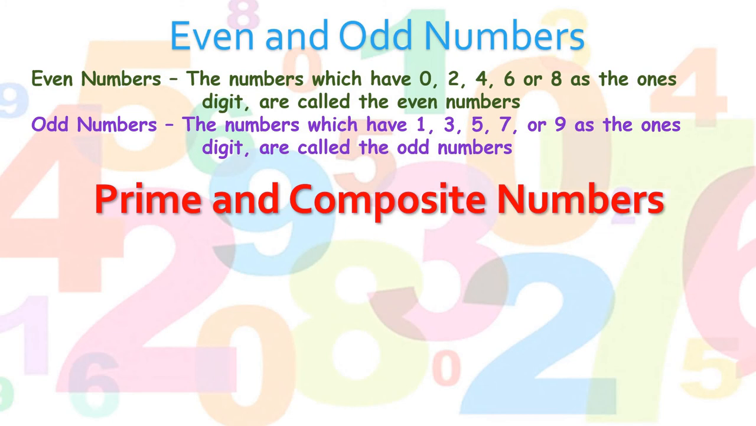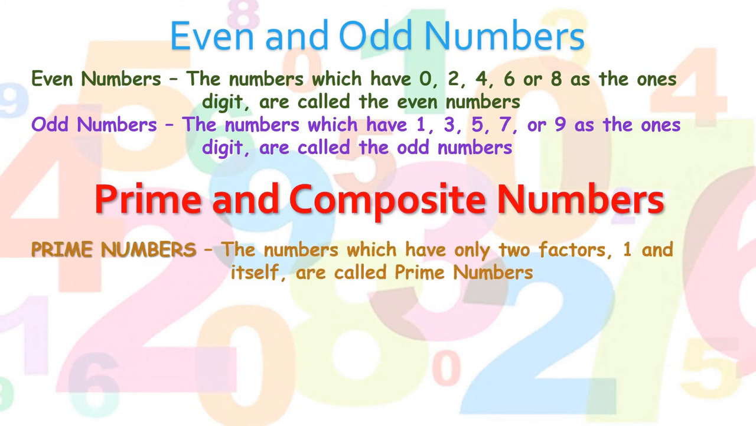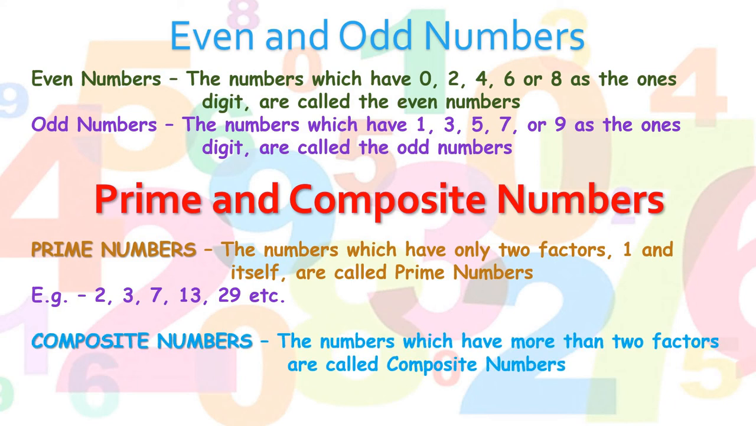Prime and composite numbers. Now what are prime numbers? The numbers which have only 2 factors, 1 and itself, are called prime numbers. So you know that 2, 3, 7, 13, 29 etc. have only 2 factors, 1 and itself. The numbers which have more than 2 factors are called composite numbers, like 4, 9, 12, 10, 133 etc.